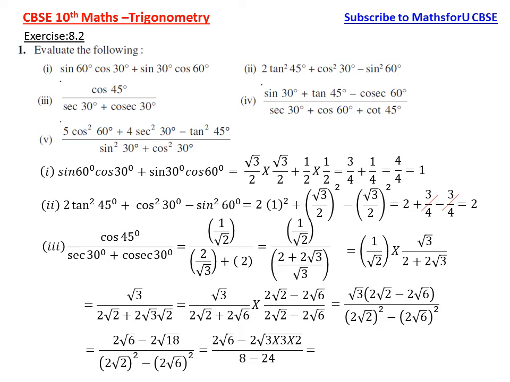We can write 18 as 3 into 3 into 2. Now when you take the square root, 2 3's will become 1 3. So 3 we can take it out. So 2 into 3, 6, square root of 2 balance we will have. Here 8 minus 24 will be 16.